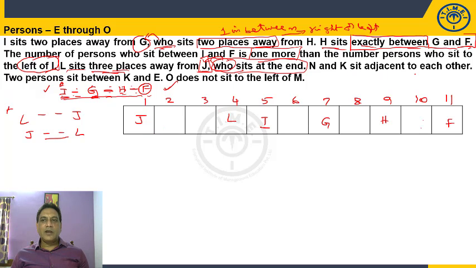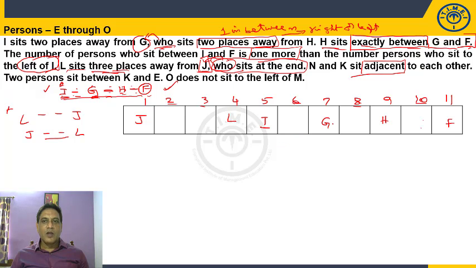N and K sit adjacent to each other. So we need a pair of adjacent places for N and K. But whether N is to the right of K or left of K, that we do not know. But we need a pair of adjacent places. Let us see where are the adjacent places. Only 2 and 3 are available. For 6, both sides it is occupied. For 8, both sides it is occupied. For 10 also, it is both sides occupied.